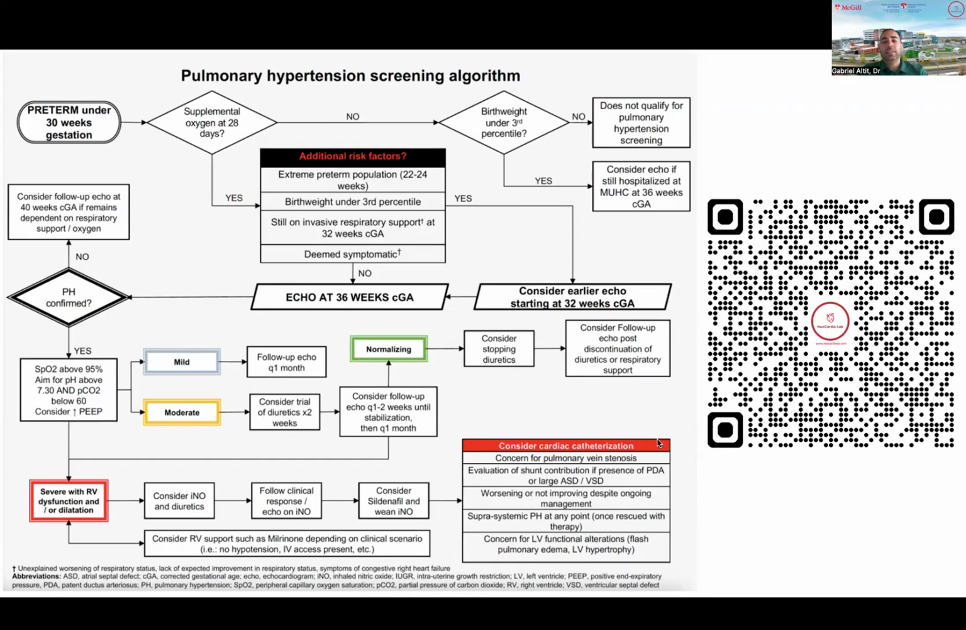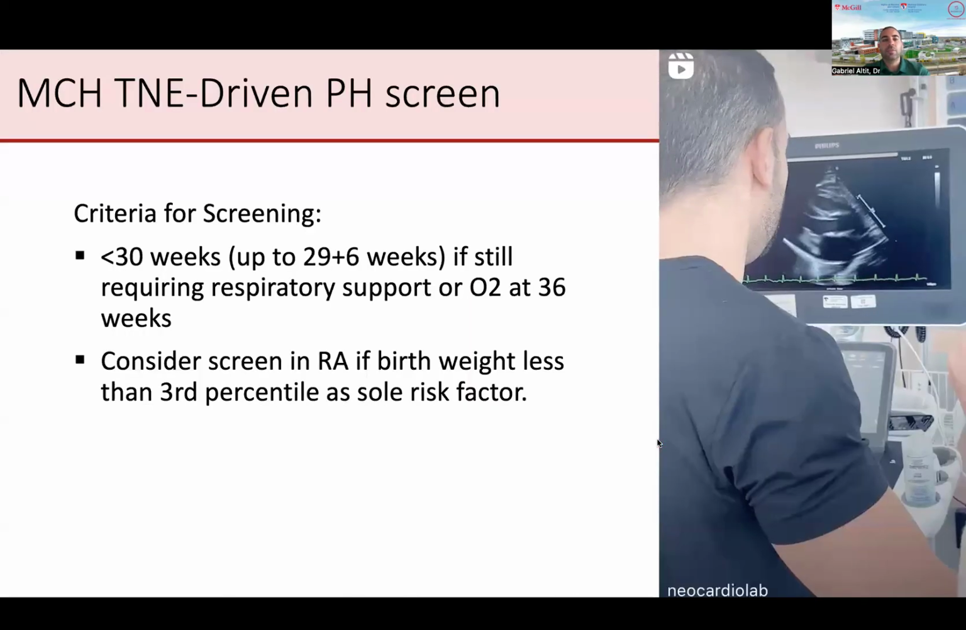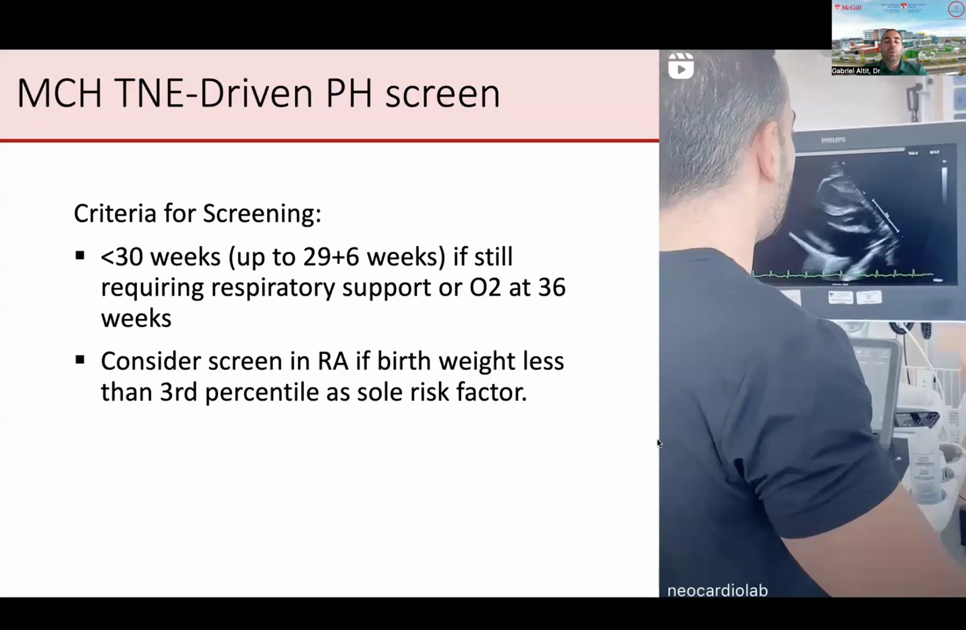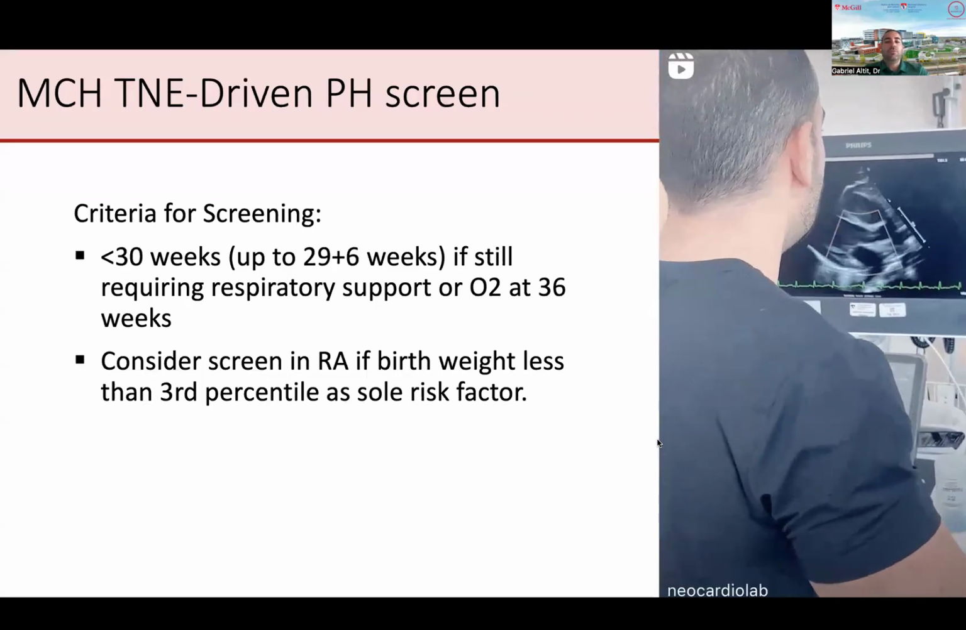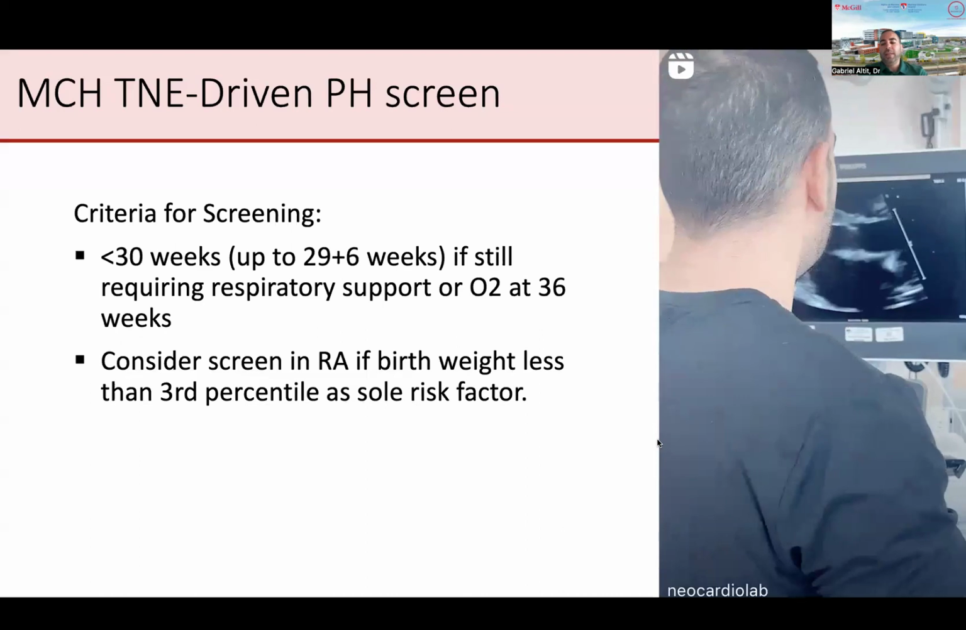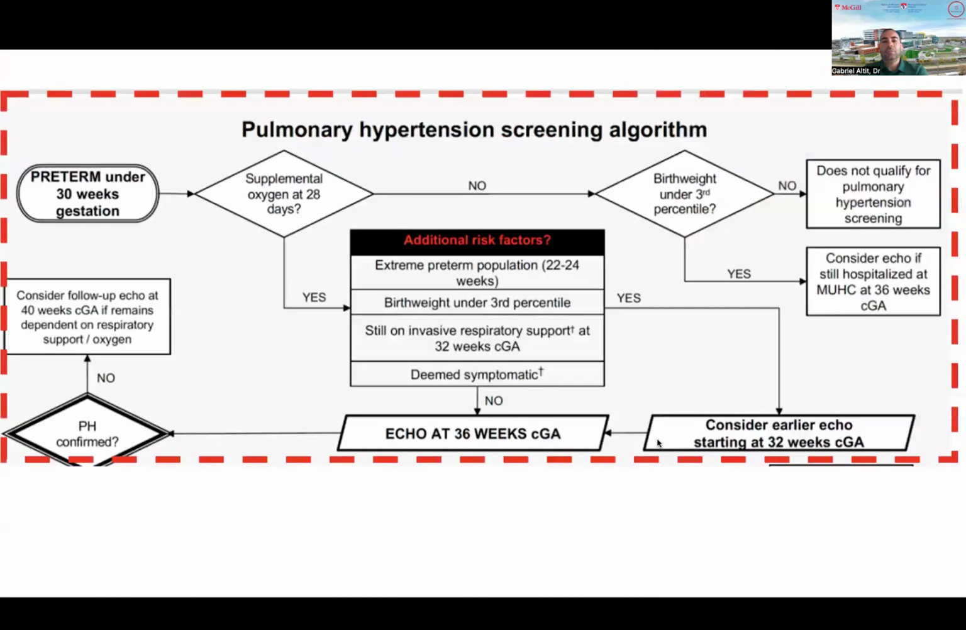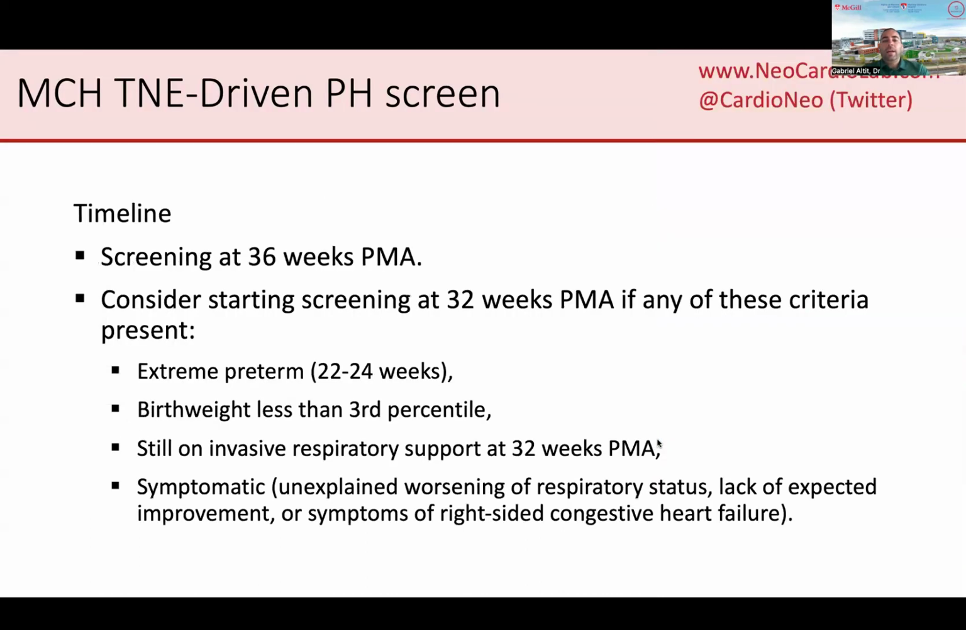But otherwise, we will do our screening at 36 weeks and then categorize whether they have PH or not, and then if they have PH, whether it's mild, moderate, or severe, based on cardiac function and other measurements on the echo. And so we will consider a patient to screen in room air if they have a birth weight corresponding to IUGR. So the timeline, as I mentioned, is at 36 weeks.